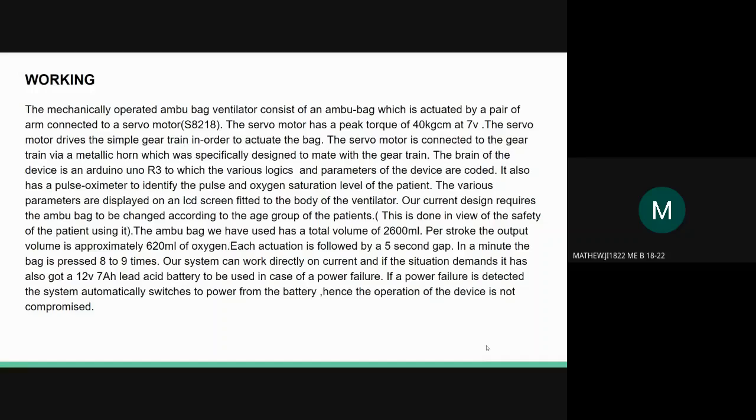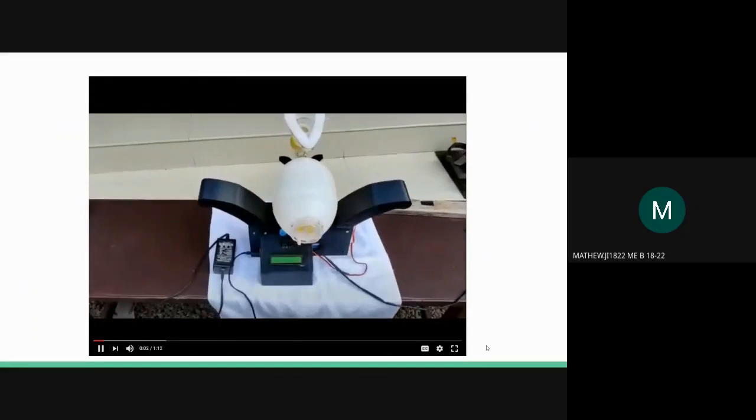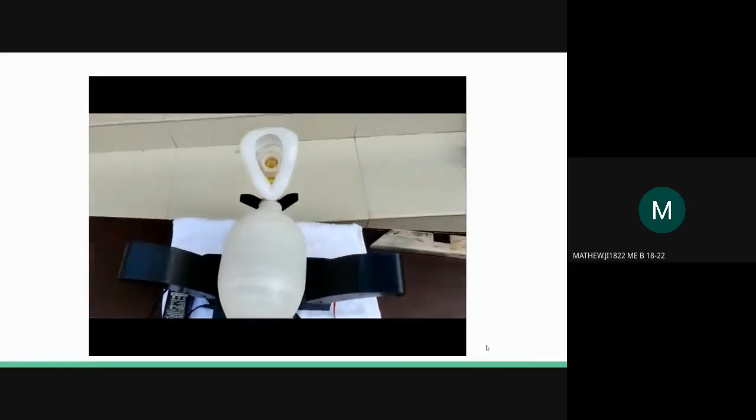Our system can work directly on current, and if the situation demands, it also has a 12-volt 7Ah lead acid battery to be used in case of power failure. If a power failure is detected, the system automatically switches to power from the battery. Hence, the operation of the device is not compromised. This is a working video of our project.